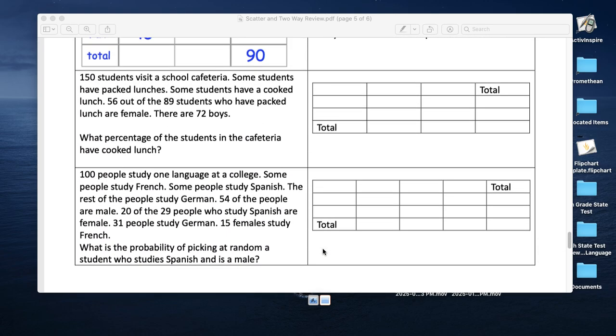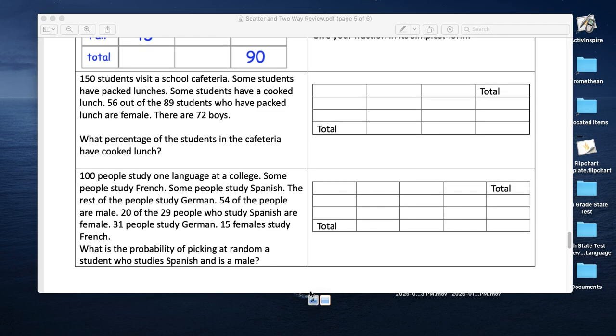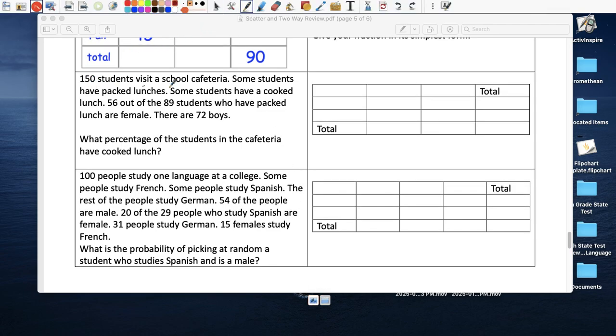Yay, 2 more questions. Oh my god, these are completely empty. Okay, 150 people right here visit a school cafeteria. Some students pack lunch. Okay, so this is pack their lunch, and this they eat cooked lunch. And there were males, and there were females. Okay, those are the categories.